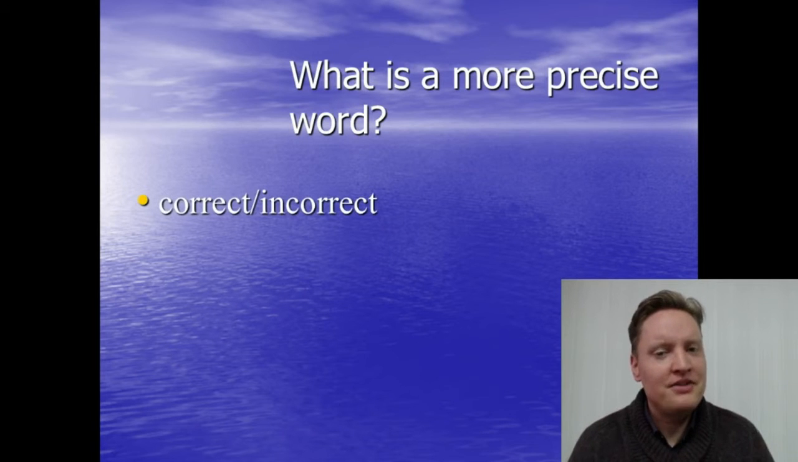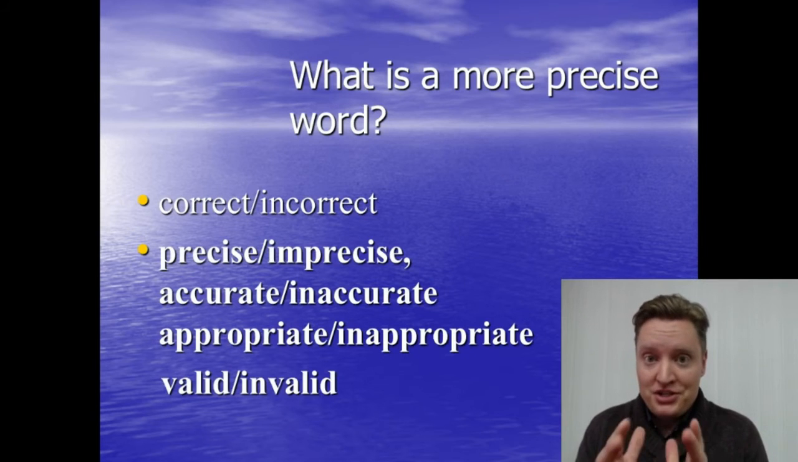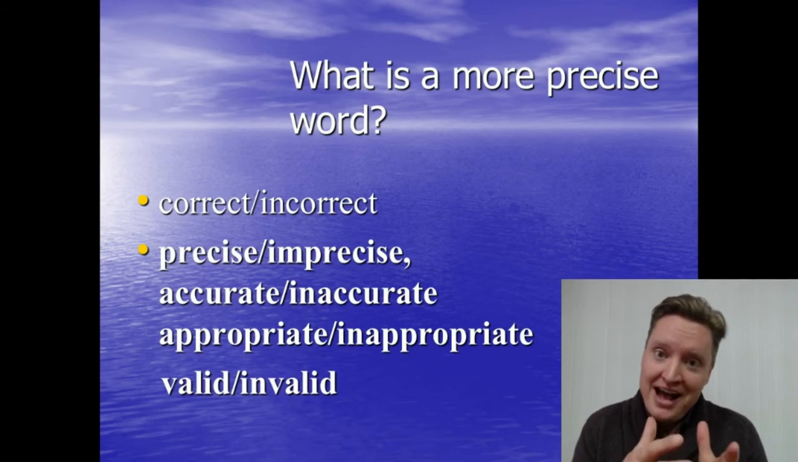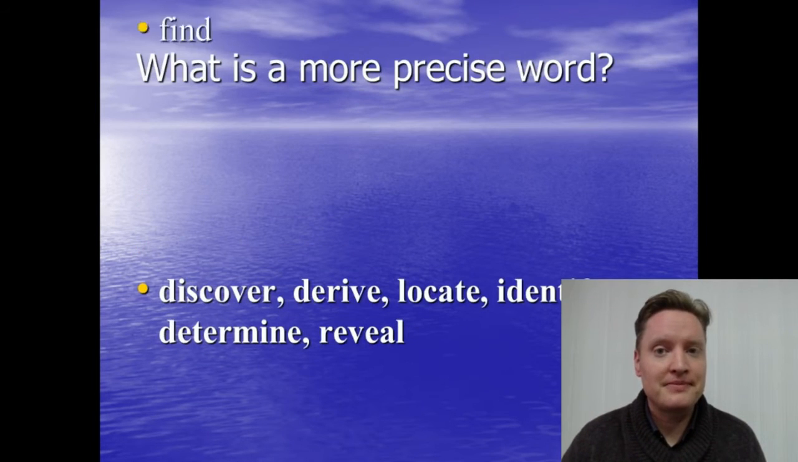Correct, incorrect. Now this is fine for teachers who are correcting their students, but in research we don't say what is correct or incorrect or what is right or what is wrong. The only thing we can say is what we can measure. So we would say it is precise, imprecise, accurate, inaccurate. Appropriate means matching the situation, or inappropriate, or valid, invalid for arguments. All of these are better than the word correct or incorrect.